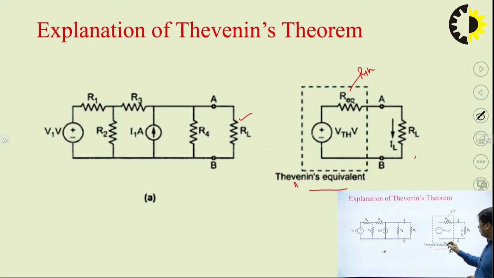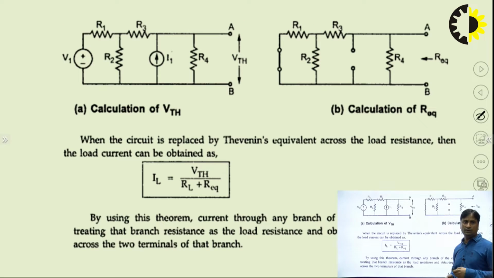So this is the equivalent Thevenin equivalent circuit. And when we connect the load resistance through A and B, you can see that a complex circuit can be replaced by a simple circuit. Now let us understand how we can find the value of VTH and RTH.